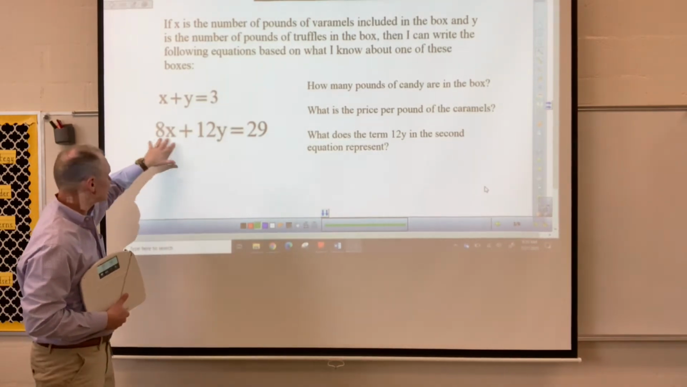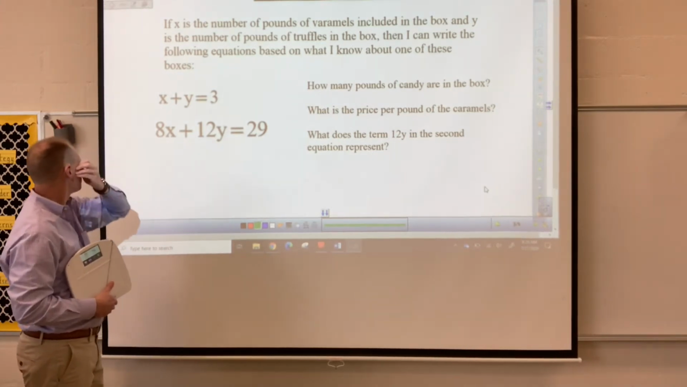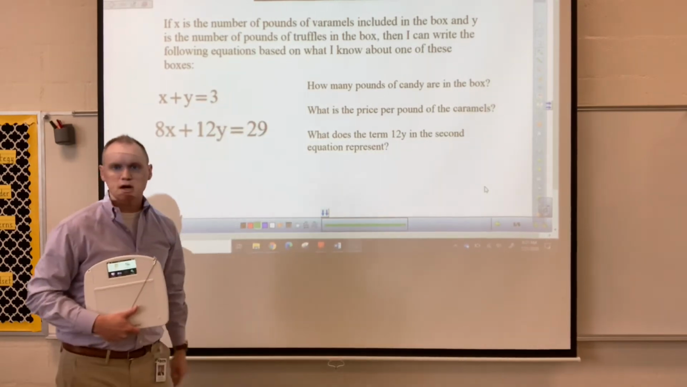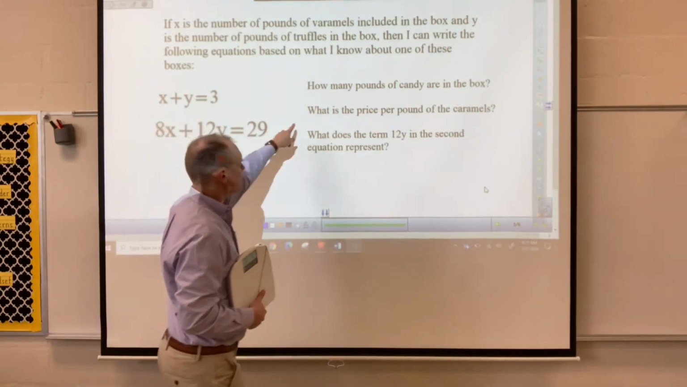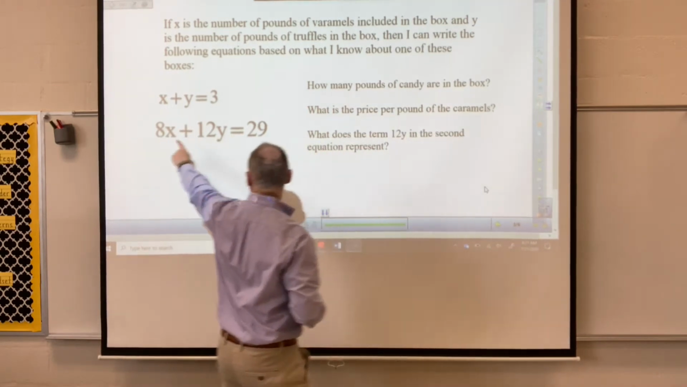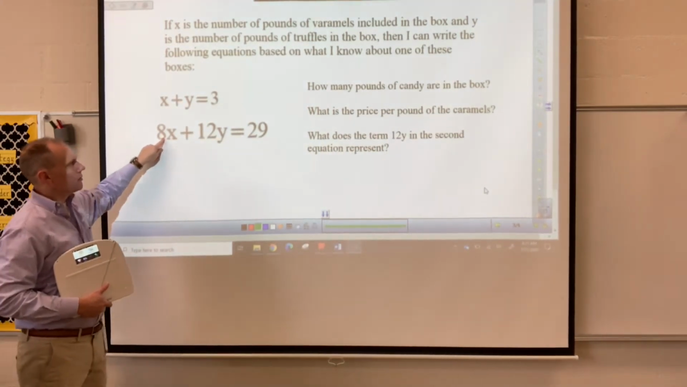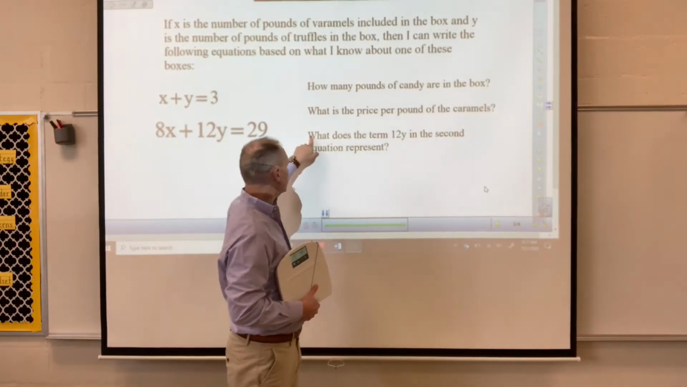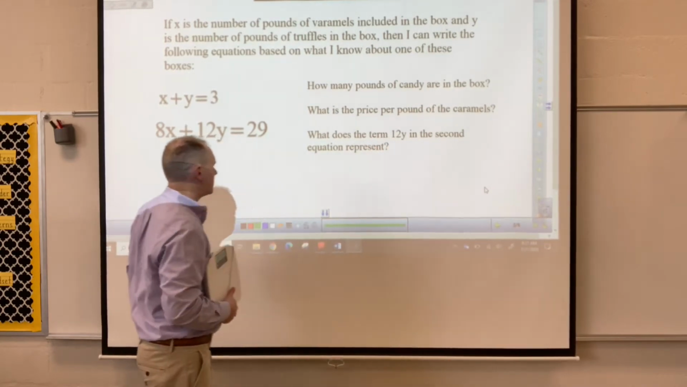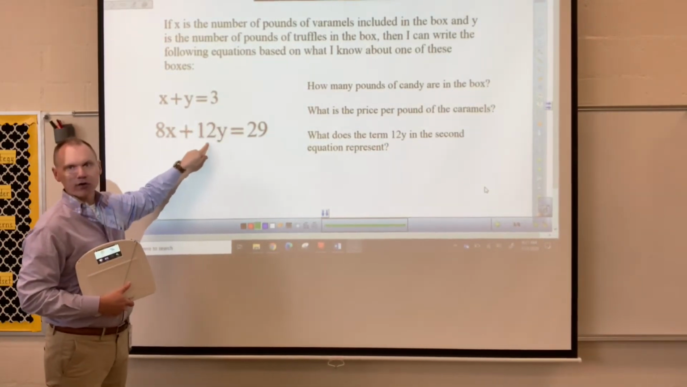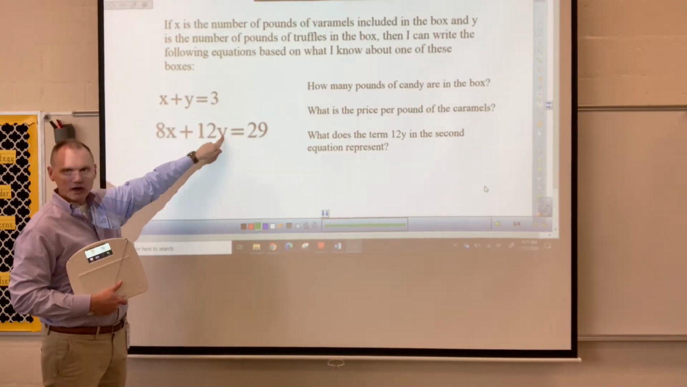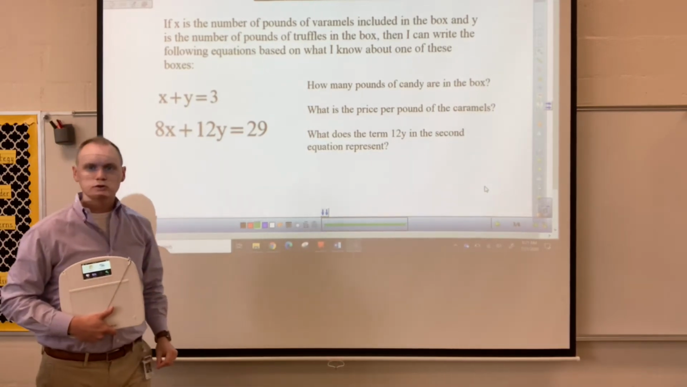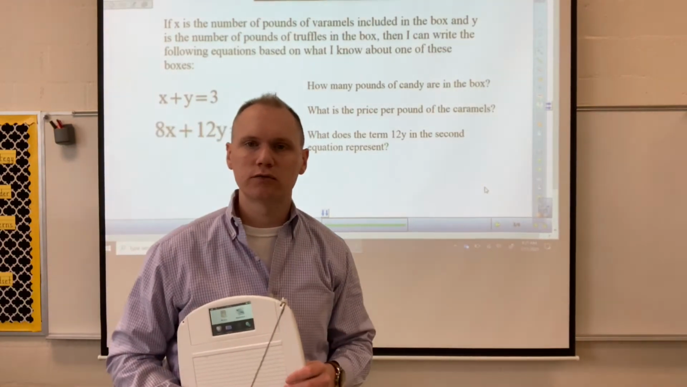So if we dissect this equation into individual pieces, we have cost of caramels plus cost of truffles equals the total cost of our box. So what's the price per pound of caramels? That's going to be 8. And then of course the price per pound of truffles would be 12. What does the term 12Y in the second equation represent? That's the total cost of truffles, right? If we had 1 pound of truffles, it would be $12. If we had 2 pounds of truffles, it would be $24, and so on. So 12Y just represents the total cost of truffles in this box.